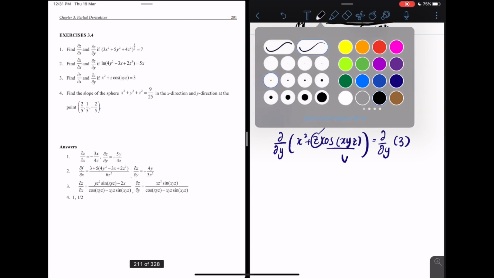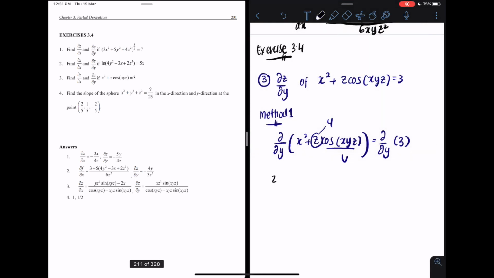Okay, I will get Z del y, cosine xyz plus cosine xyz del y z equal to 0.